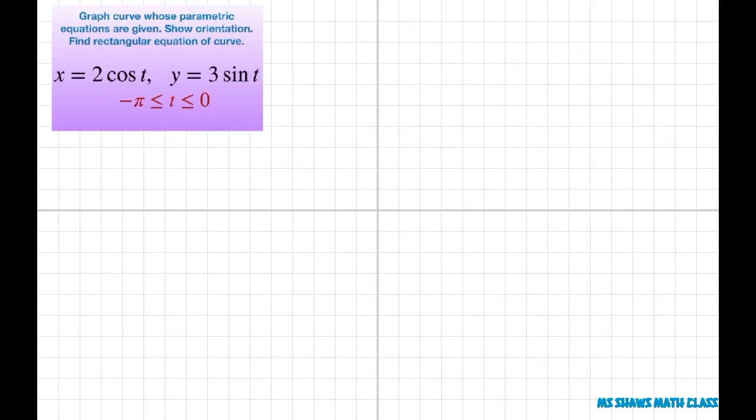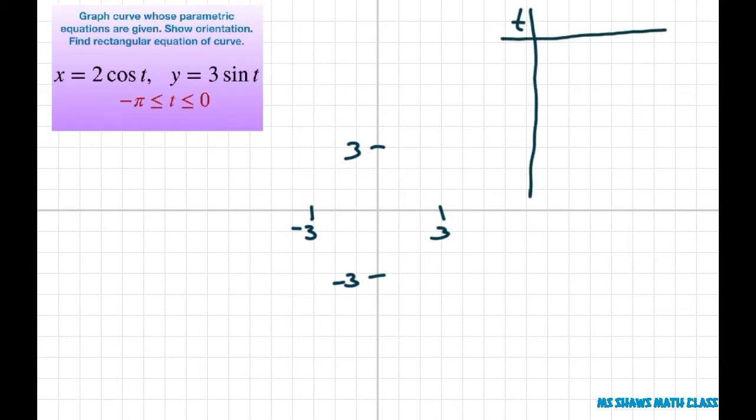All right, so let's sketch the curve. I should have done this earlier: I'll label negative 3, 2, 3 here, and negative 3, 1, 2, 3. So what we're going to do is look at t and x and y. Now we're going from negative pi to 0, so it would be negative pi divided by 2, and then 0. That's all we need to look at.